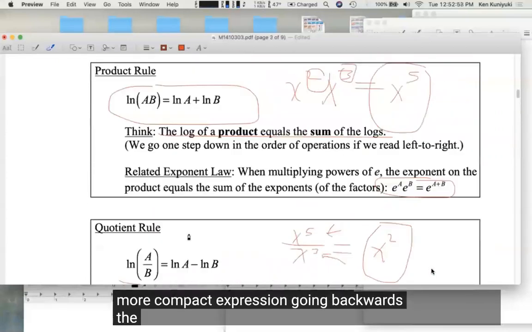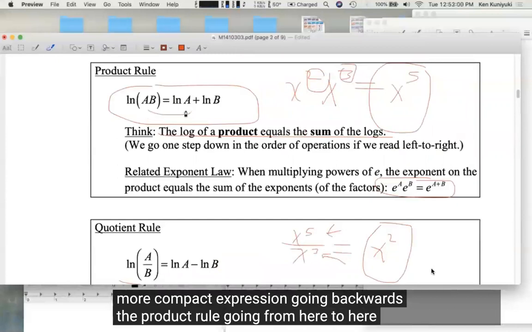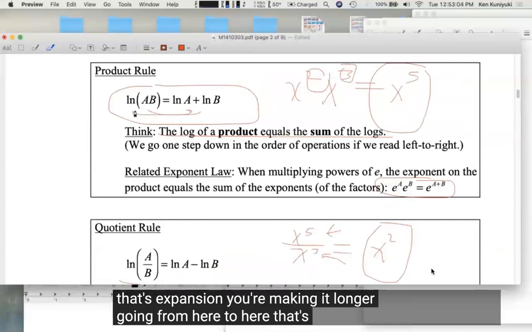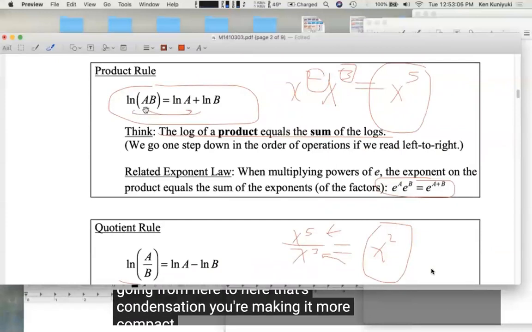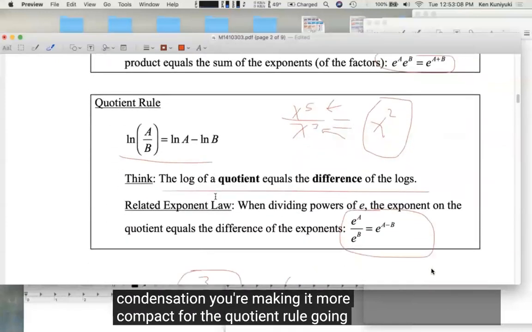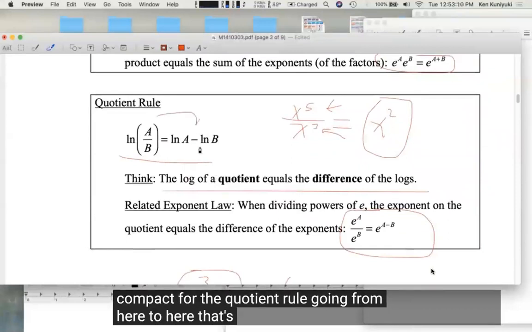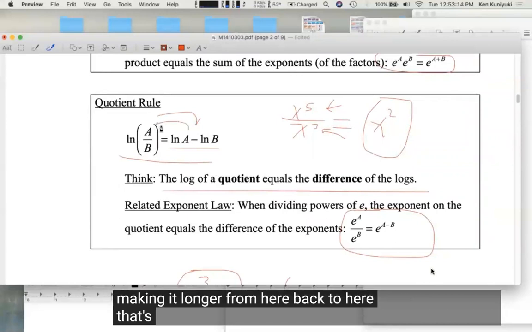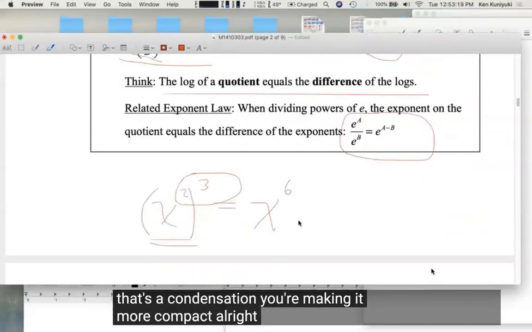Going backwards, the product rule, going from here to here, that's expansion. You're making it longer. Going from here to here, that's condensation. You're making it more compact. For the quotient rule, going from here to here, that's expansion. You're making it longer. From here back to here, that's a condensation. You're making it more compact. All right.